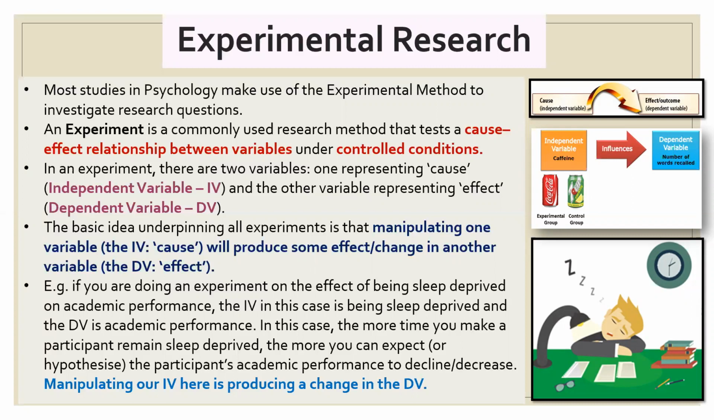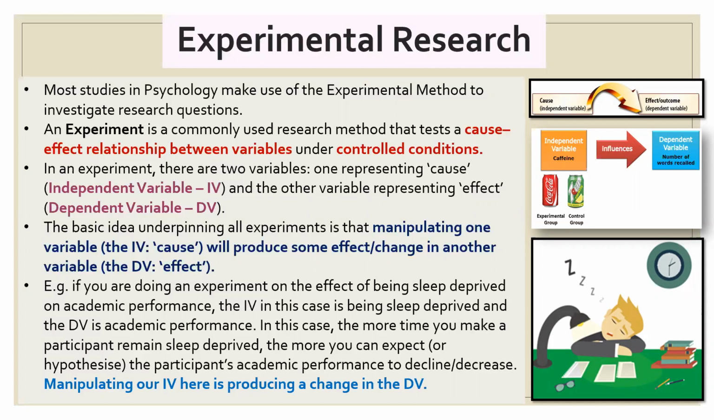So obviously, like I said, in an experiment, there are two variables. One represents cause, that's the IV or the independent variable. The other variable represents effect, and that's the dependent variable, that's the DV. Now, the basic idea behind all experiments is that when we manipulate one variable, when we manipulate or change the IV, this will cause or produce some effect in the DV, okay?